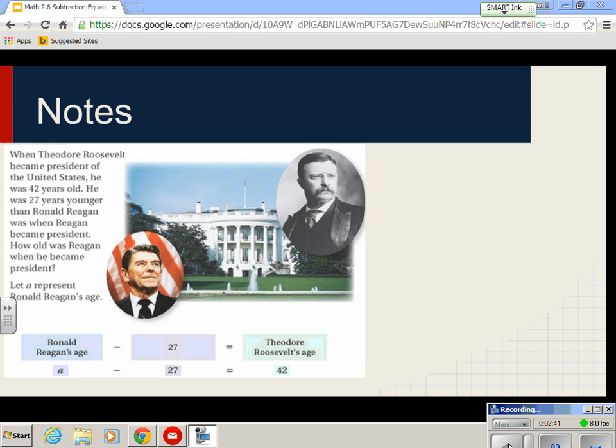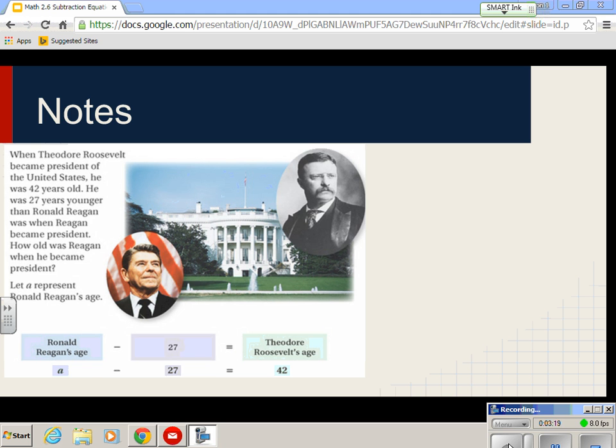So if we were trying to figure out how old Ronald Reagan is, we're trying to solve for the variable, and we're going to say A is Ronald Reagan's age. So to solve for it, we know the final answer is going to be 42. But yesterday, or last lesson, we worked on adding problems. This is a subtraction problem. So if we were to take Ronald Reagan's age minus 27, it would give us 42, but we don't know what his age is. So we have to use the inverse operation of subtraction to solve this. And what's the inverse operation of subtraction?